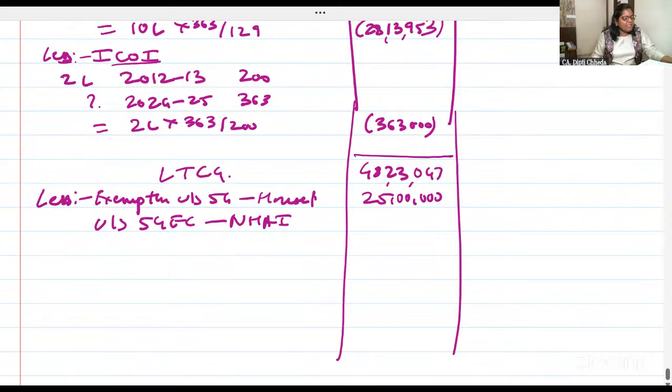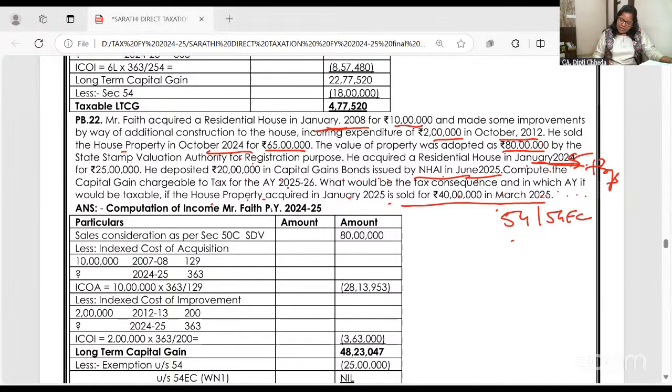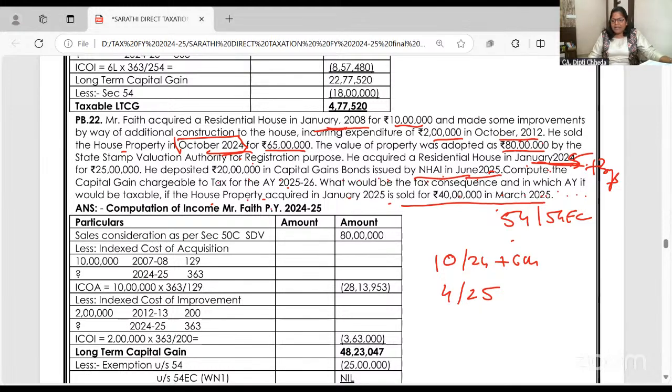Bonds में how much money he has put? 20 lakhs. But it is not allowed. You know why it is not allowed? What's the time limit of selling the house and putting the money in bonds? 6 months. So here they have done it after 6 months from the date of transfer. Read the problem. When did you sell the house? October 24. So October 24 say 6 months: November, December, January, February, March, April. Till April 25, you should have put the money in bonds. When did you put? June 25. So you will not get the benefit.